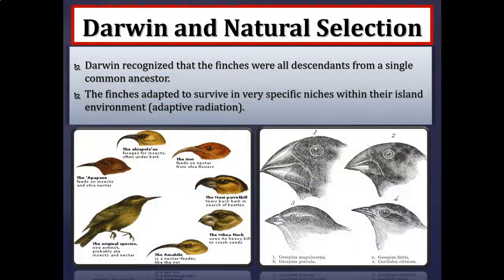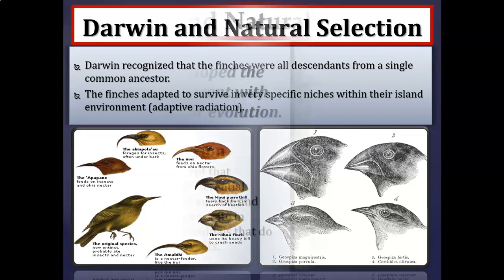So let's talk a little bit about natural selection first. Charles Darwin studied finches living on the Galapagos Islands, and he recognized that all of these finches looked similar, however, also had variations and differences. They had different beak sizes, different colorations, and he realized that these finches must have been descendants from a single common ancestor. So these finches are adapted to survive in very specific niches or environmental roles within their island environment through a process called adaptive radiation that we'll talk about more in just a moment.